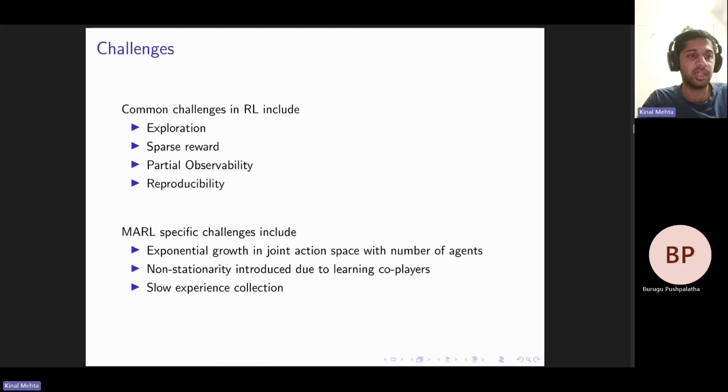That is another challenge. And then there is slow experience collection, because the environments are really slow and it is computationally expensive to run multiple agents and the environment overall.